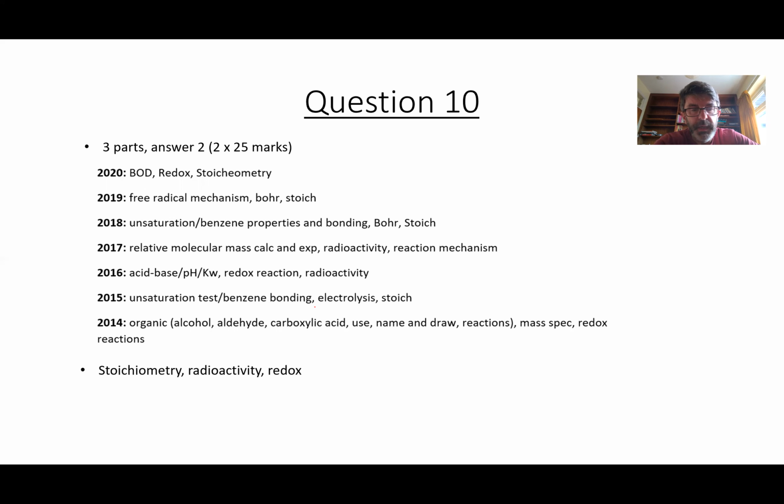Okay. And there could be some more organic possibly. So if you're good at organic, that's great. In 2019, there was a free radical mechanism, so maybe that's a possibility. And that's just a guess for me, really, looking at what has come up in recent years. But stoichiometry does come up pretty regularly. Radioactivity is one that has come up regularly enough. It last came up in 2017 in this section, so that's probably why I put it into the pre that I put together.